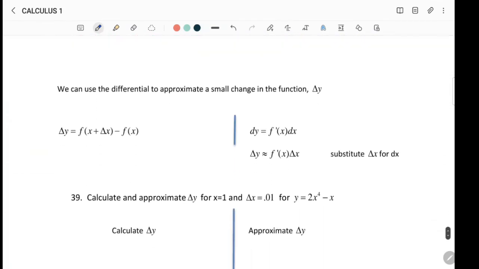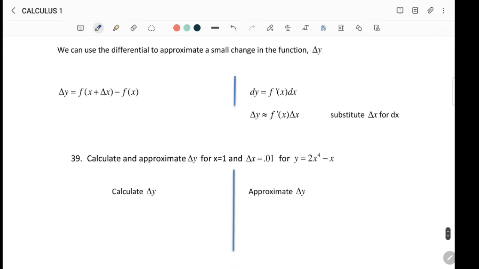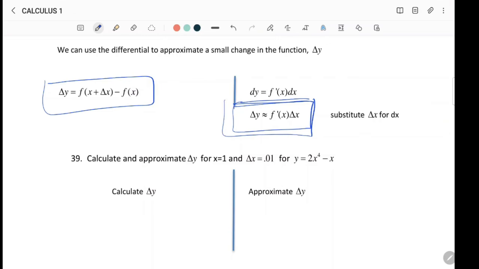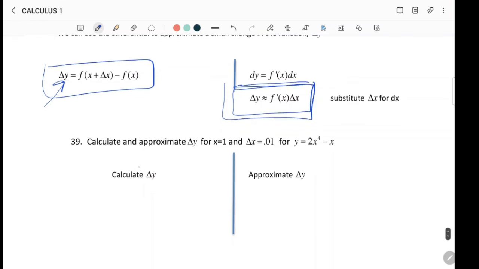We can use differential to approximate a small change. This is the small change, and this is the approximate change. So this is the small change delta y. So guys, we need to first find delta y. That's very simple. We know that we have to find f of x plus delta x.